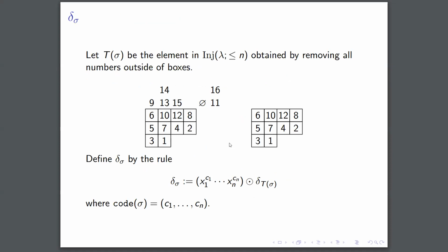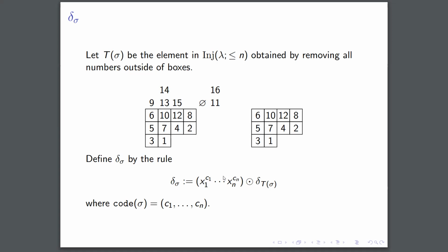We can create a polynomial for each sigma. So first, let's consider this sigma again, and let's just remove all these numbers flying above and get an injective tableau. This injective tableau is called T sigma. So we have an injective tableau, we can find its corresponding generalized Vandermonde called delta T sigma. For this sigma, we can also find its code, and we can create a monomial that corresponds to this code. In other words, this monomial satisfies the following. The power of xi is the number of inversions of I in sigma.